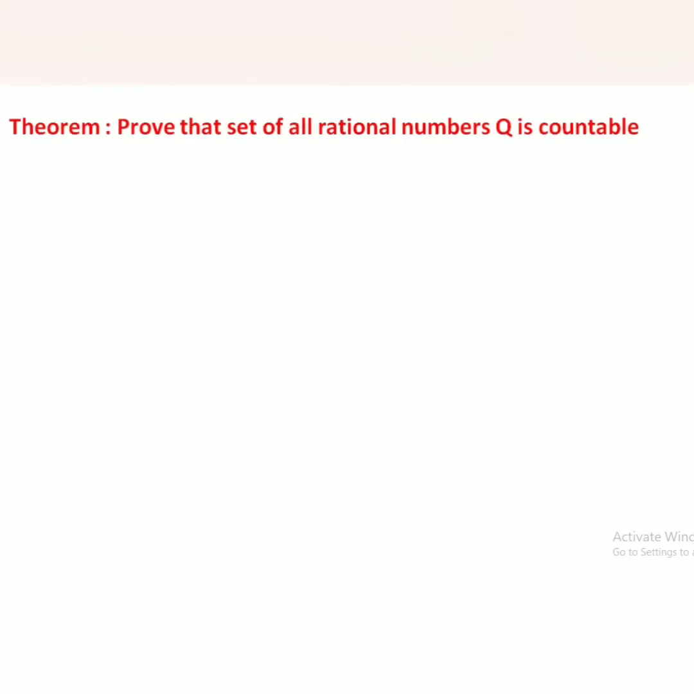Now to go further, prove that the set of rational numbers is countable. Rational numbers means Q, that Q contains the positive rational numbers, negative rational numbers, and including 0.